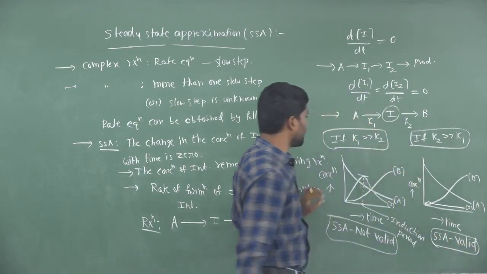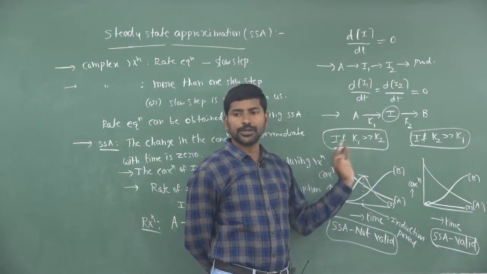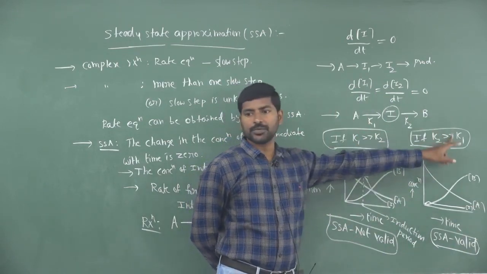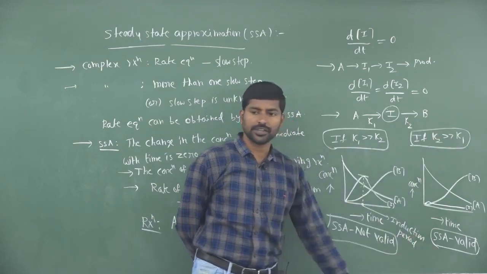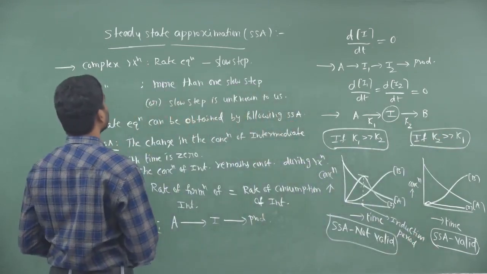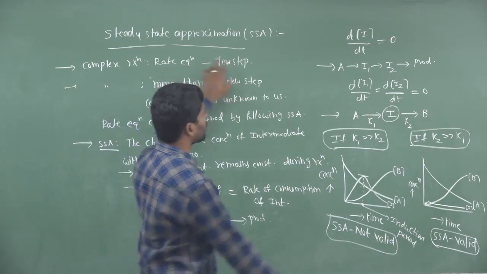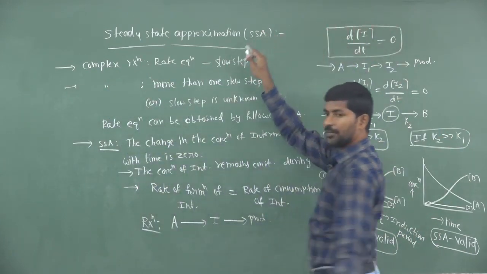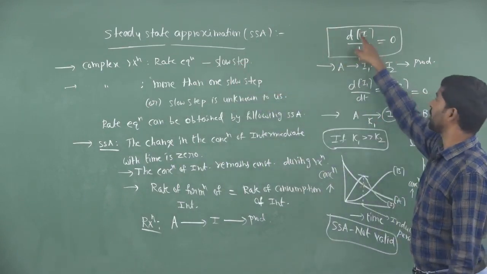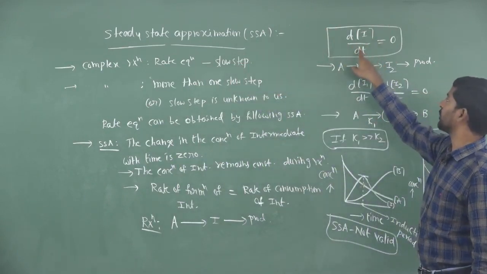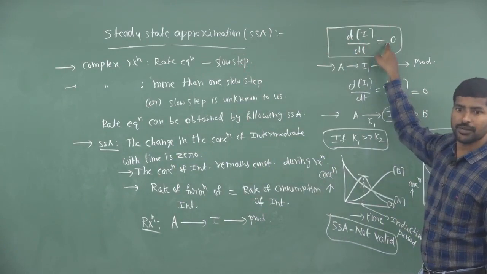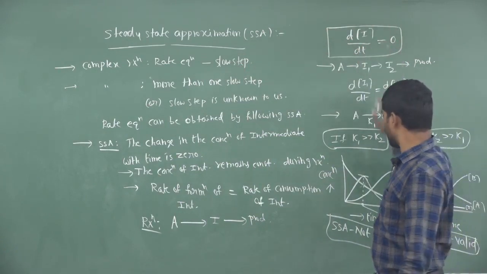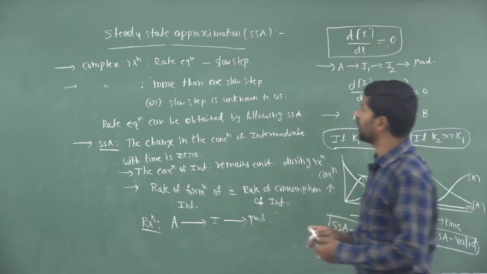What is the condition? If K1 is many times more compared to K2, SSA is not applicable. If K2 is many times more compared to K1, in such a case steady state approximation is valid. And what is steady state approximation? You remember, the change in the concentration of intermediate with time is equal to 0. Intermediate concentration remains constant. What is the differentiation of a constant? 0. So dI by dt is equal to 0. So you remember these 3 points.